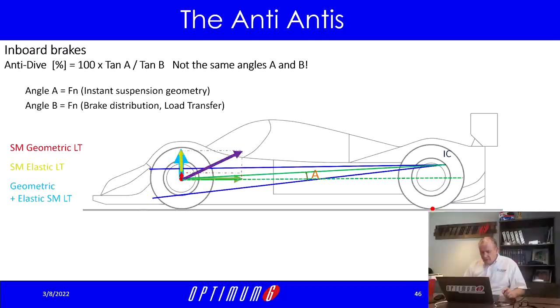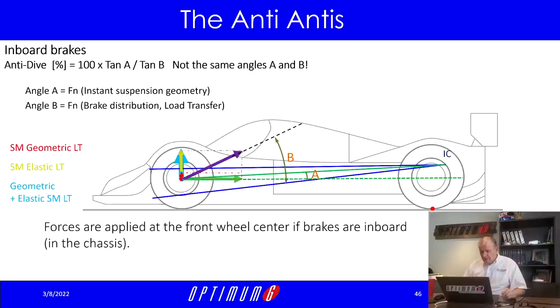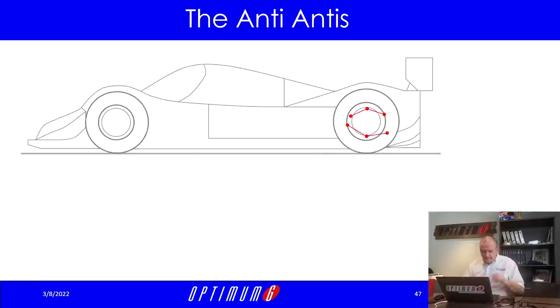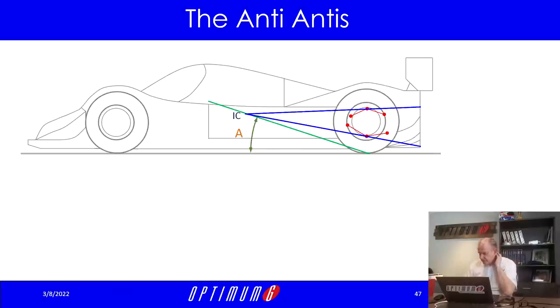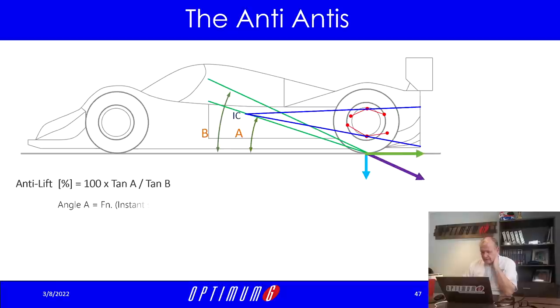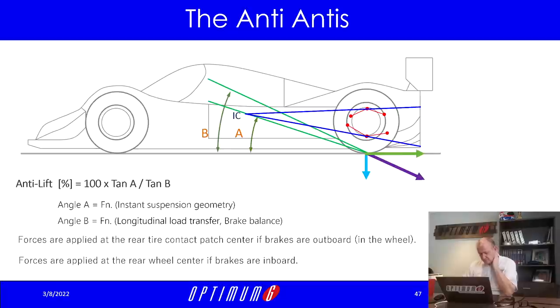Now, you have to be careful with this, because when you have a car with hybrid, you have brakes in the wheel and you have inboard brakes. So you're going to have to calculate your anti-dive twice. Very important. And the same thing for the anti-lift, for example, on the rear. Or this is braking, but we could have done it with anti-squat. And it's going to be the same thing also. Okay. And why I call that the anti-anti?